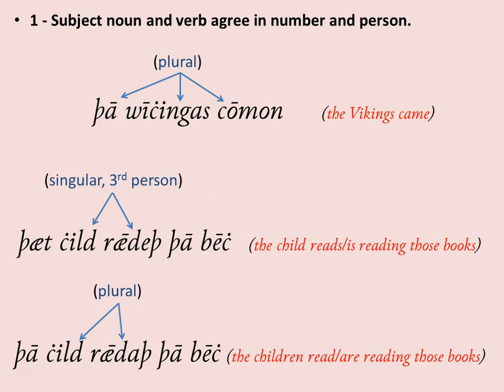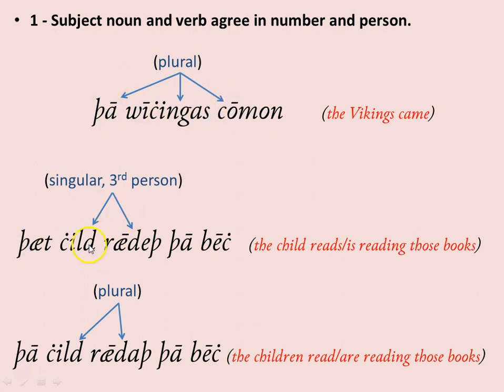Alright, so let's start with rule number 1: that the subject noun and the verb agree in number and person. So in our first example, Sawichingas Komon. The Vikings came. Wichingas is the plural of Wicing, and Komon and Tha all agree in that they are all plural. So the subject noun Wichingas agrees with the verb in number and person. So plural in this case for all three.